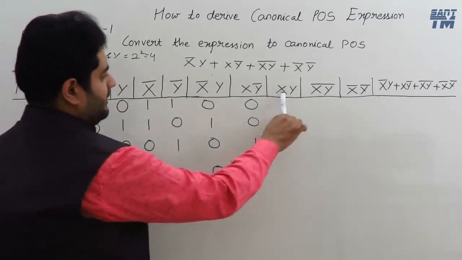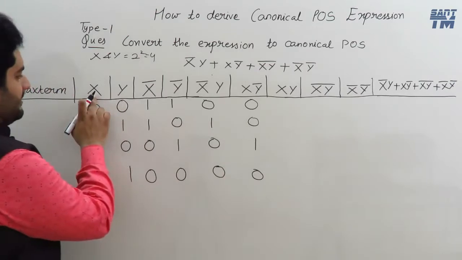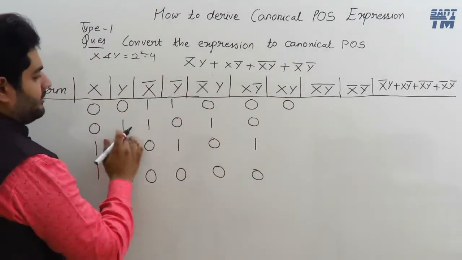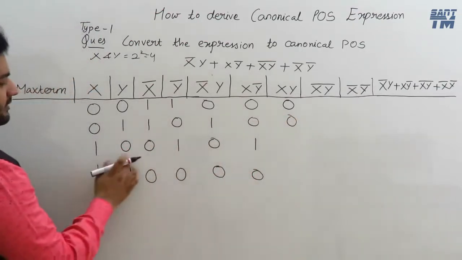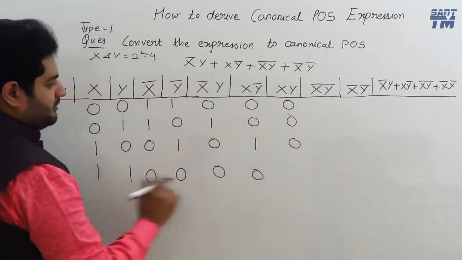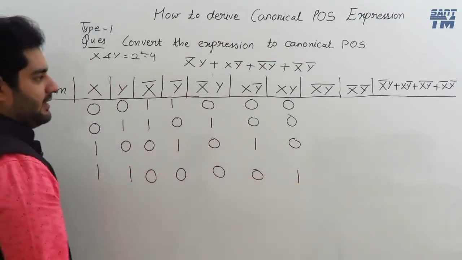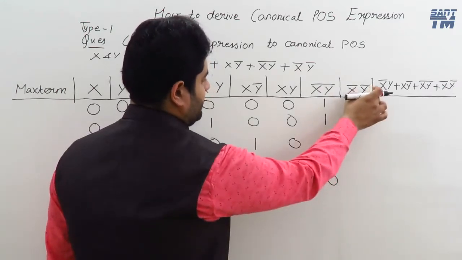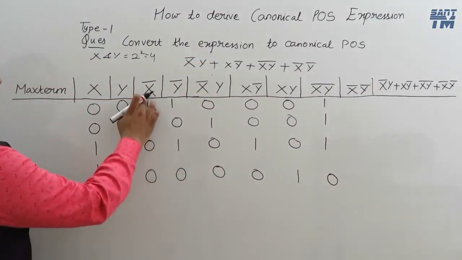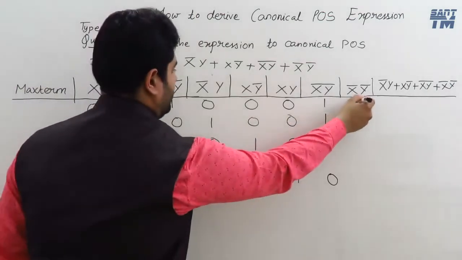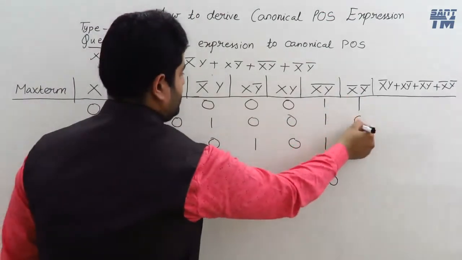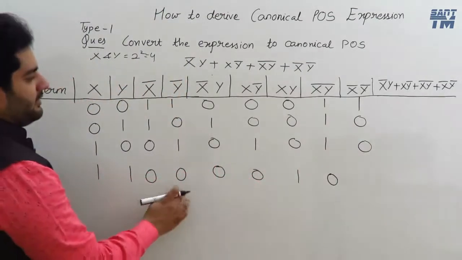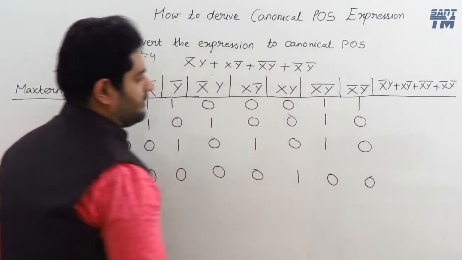Now we make the column for XY. Here is X, here is Y. 0 into 0, 0. 0 into 1, 0. 1 into 0, 0. 1 into 1, 1. Now for XY whole bar we negated: 1, 1, 1, 0. Now we have to make the column for X bar Y bar. Here is X bar, here is Y bar. 1 into 1, 1. 1 into 0, 0. 0 into 1, 0. 0 into 0, 0. So now all the columns are made.